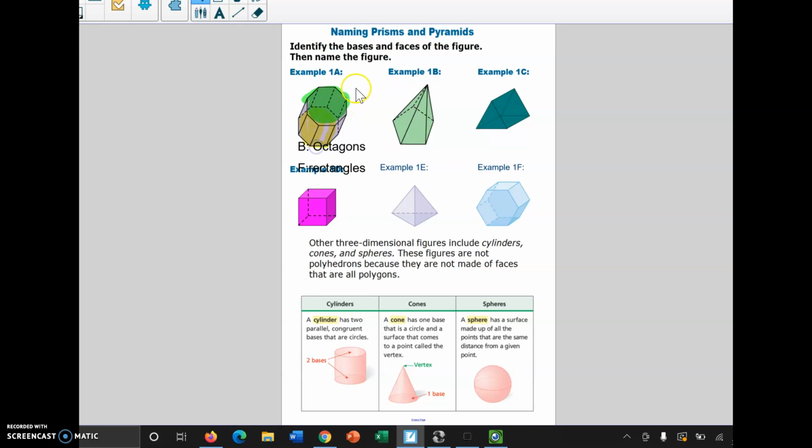Okay. Then if we're going to name it, this has two parallel bases, and they are polygons. So this is called an octagonal prism. So if I was going to name this, this one is an octagonal prism. And I'm just going to abbreviate here because I'm running out of space. That's an octagonal prism. Okay.